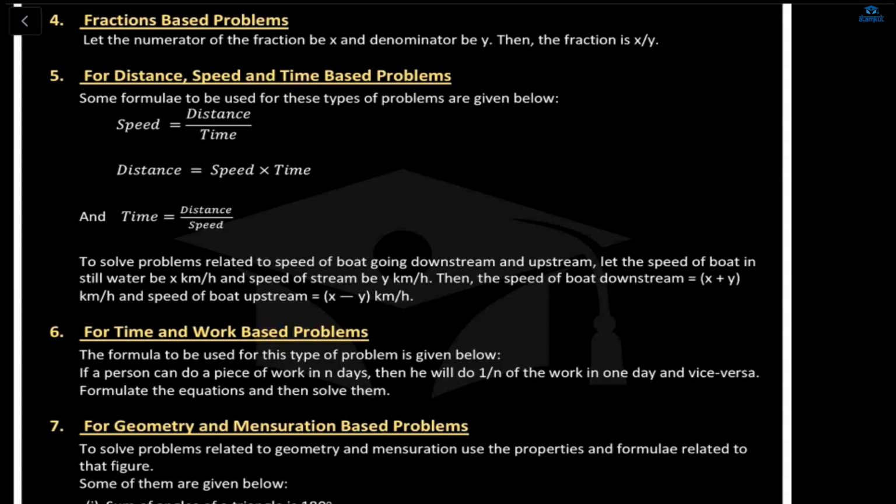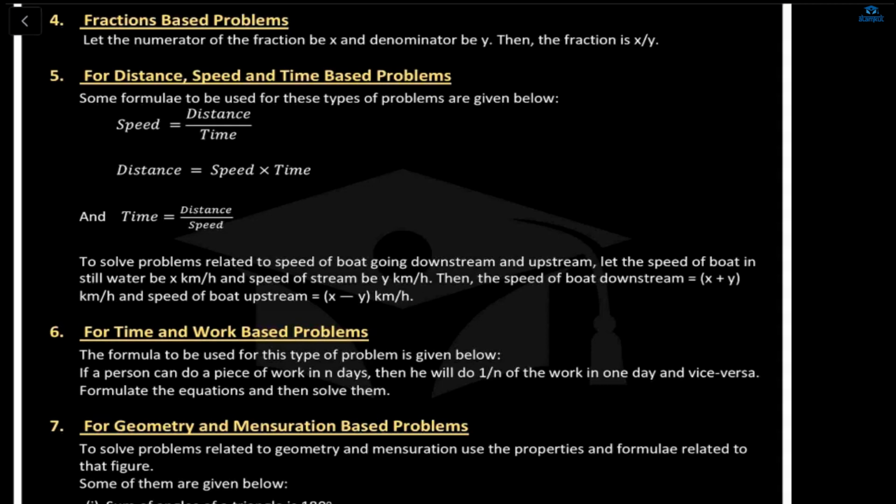So when the boat is moving in a river, there are 2 types of speed. One is the speed of the boat, the boat's own speed with which it moves. And the other is the speed of the water current, the speed of the flowing water of the river. So when you are moving in the same direction as the water is flowing, your boat speed and the river speed are going to add up.